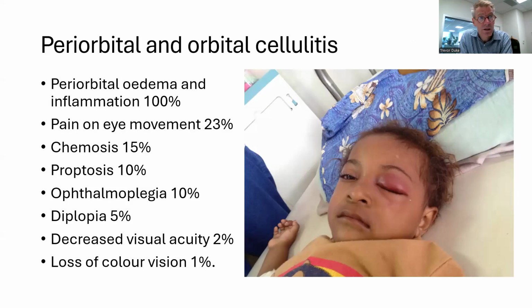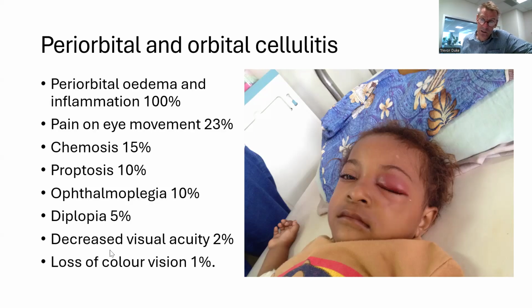orbital cellulitis, it's not surprising what the clinical features are. All of them have periorbital edema and inflammation, and about 23% have pain on eye movement, which again is indicative of orbital cellulitis. 15% have chemosis, which is just redness and inflammation of the eye, again suggesting an infection that's deeper than the orbital septum. 10% have proptosis, that again is consistent with orbital cellulitis. 10% have ophthalmoplegia, 5% have diplopia, double vision, and a smaller proportion have reduced visual acuity.